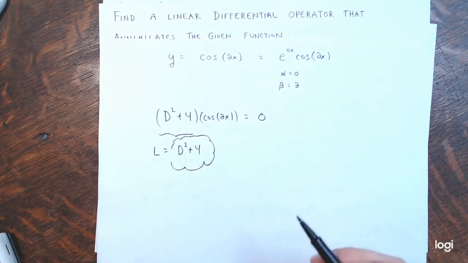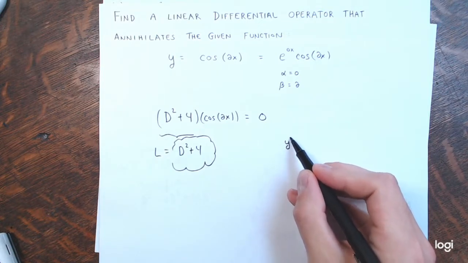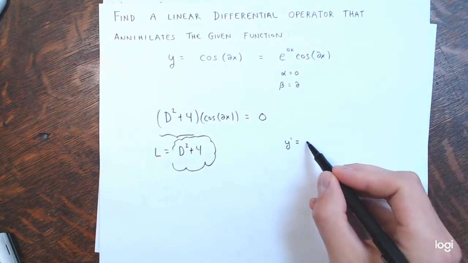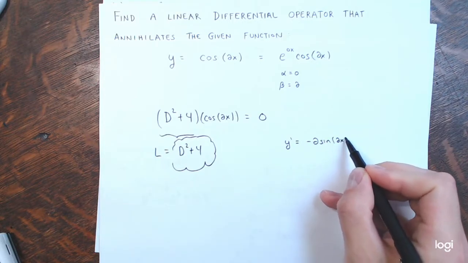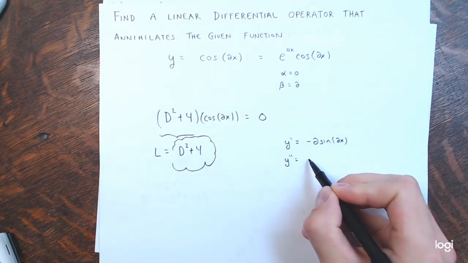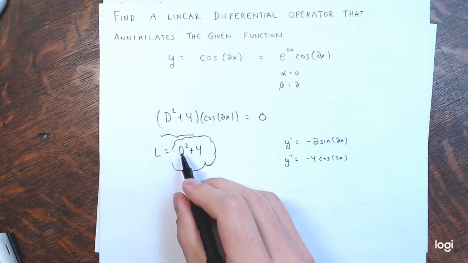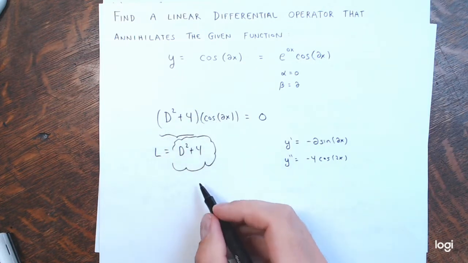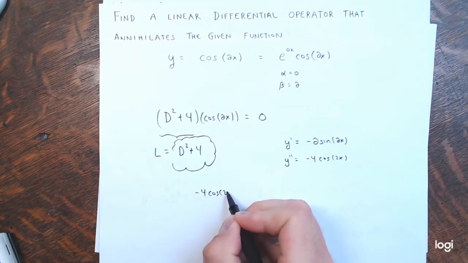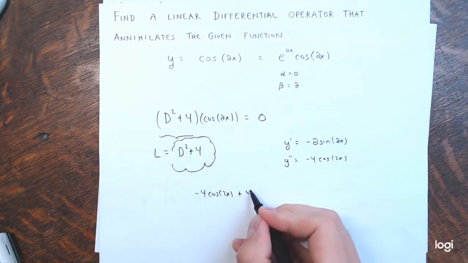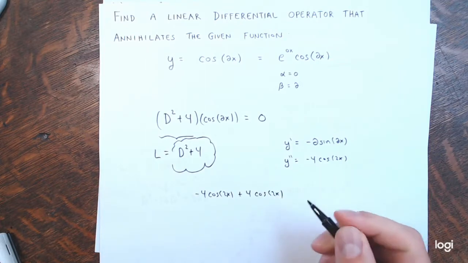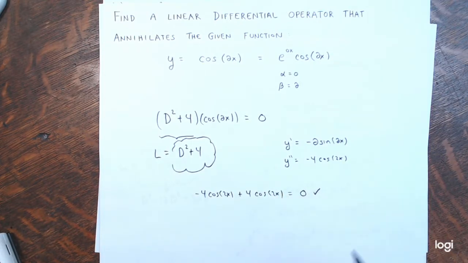And again, if you'd like to verify this, just take the second derivative. y prime would be negative 2 sine of 2x. And then the second derivative would be negative 4 cosine of 2x. And then popping these in, it's the second derivative of cosine of 2x, so it'd be negative 4 cosine 2x, and then plus 4 times the cosine of 2x, and you can hopefully now see that this is indeed 0, annihilated. So D squared plus 4, that linear operator, does indeed annihilate the cosine of 2x.